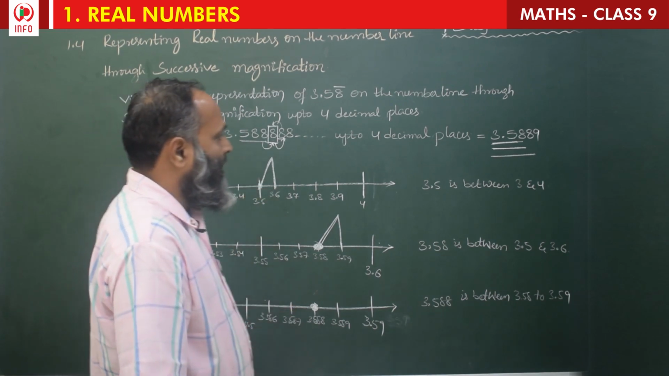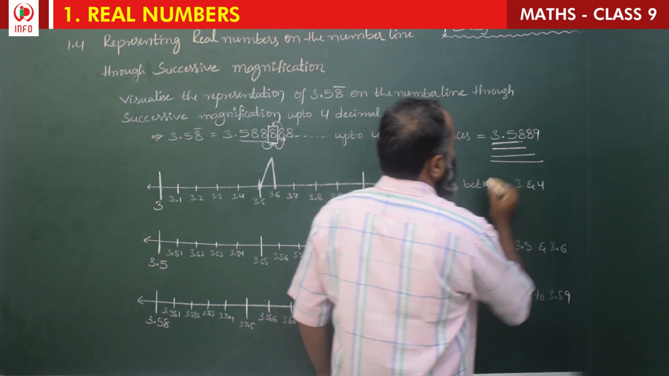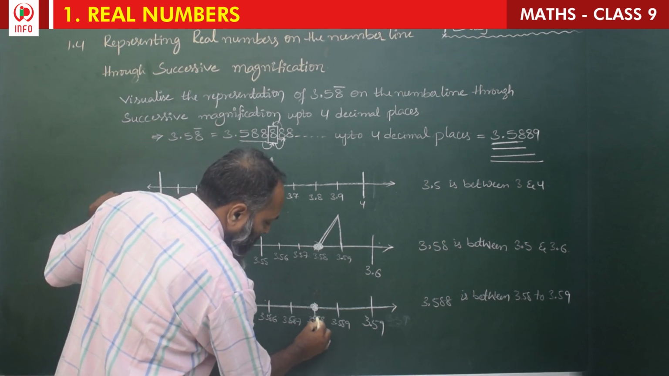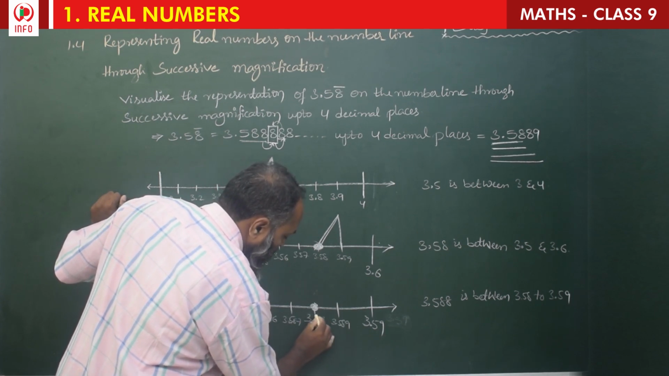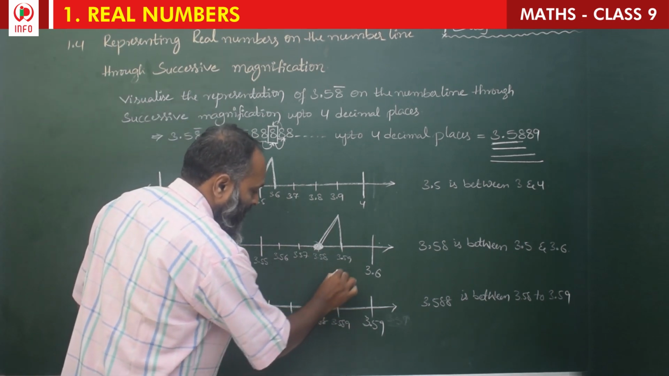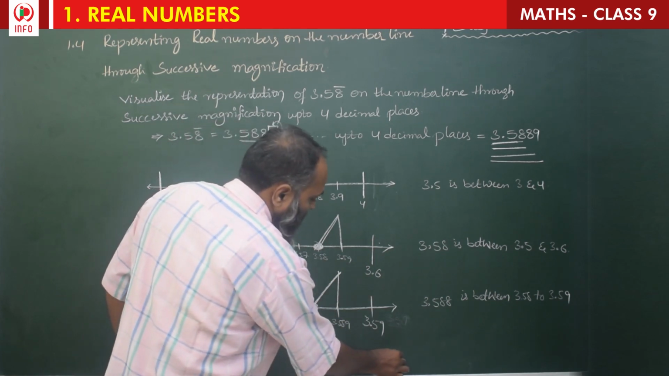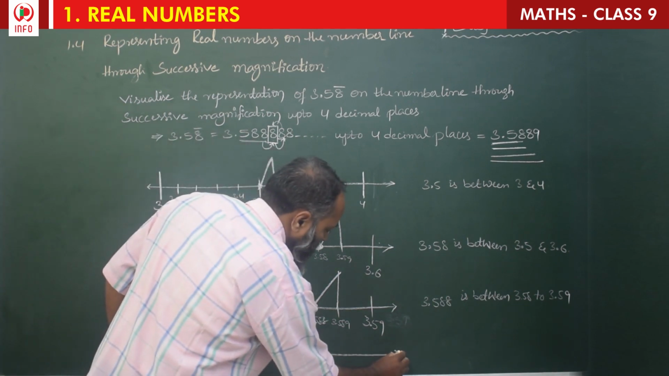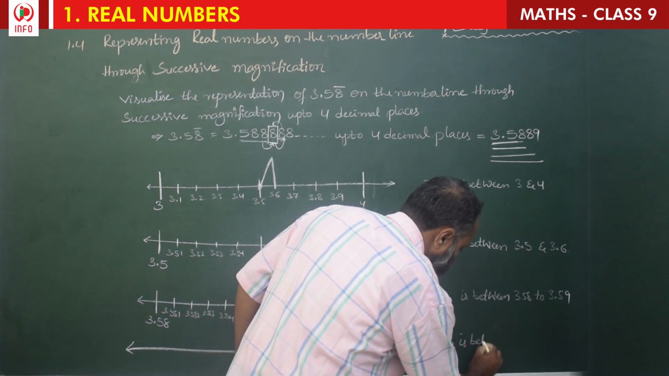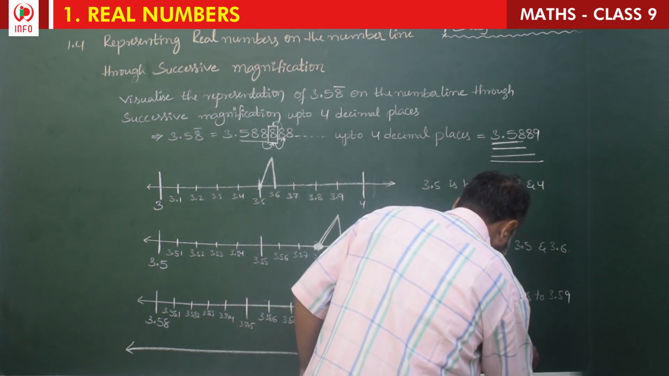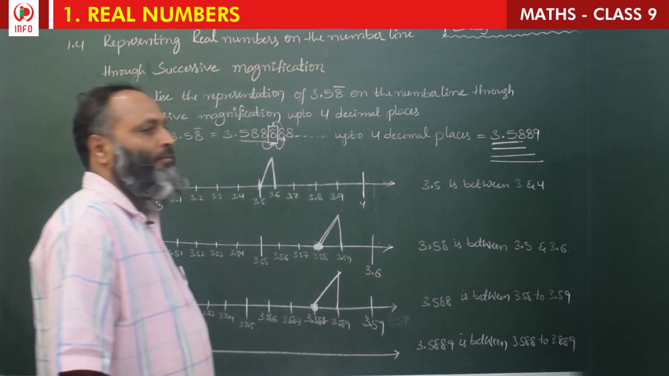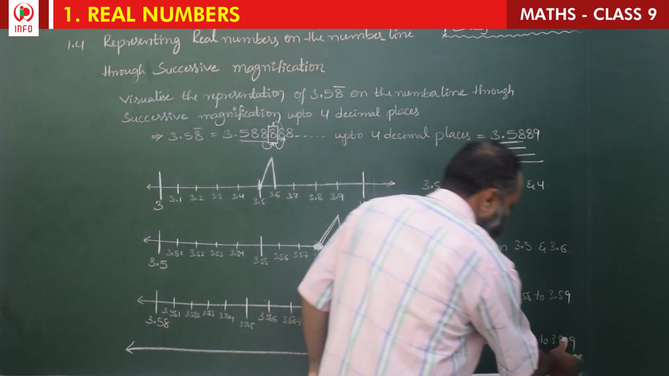Now we need 3.5889. Again, 3.5889 is in between these two values, 3.588 and 3.589. So 3.5889 is between 3.588 and 3.589.